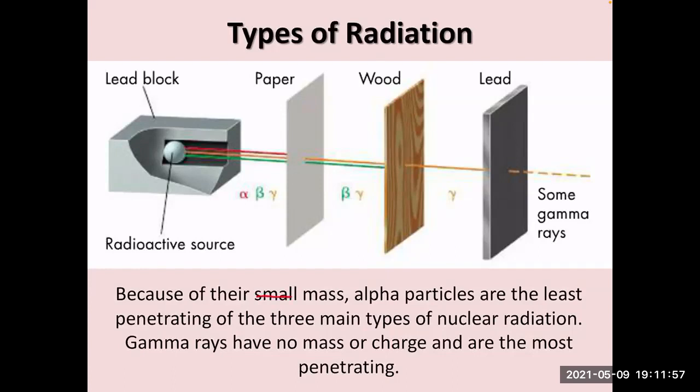So this should be... I mean, it's a small mass. It's a mass of 4, right? But in comparison to the others, which have no mass, you can see. So because of their mass in general, I would say not small. Because of their mass, alpha particles are the least penetrating, so they get stopped fairly easily.